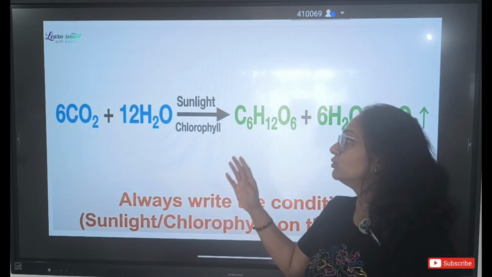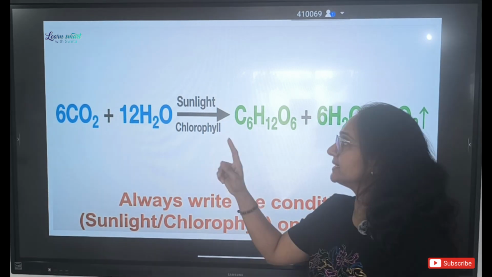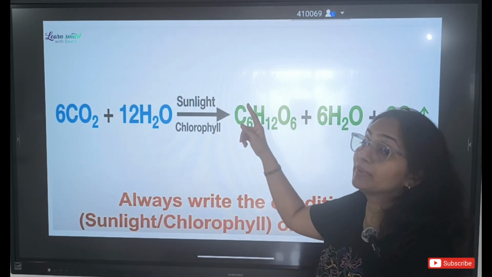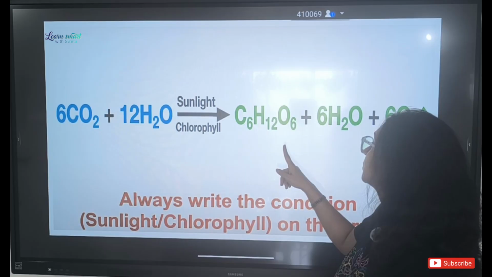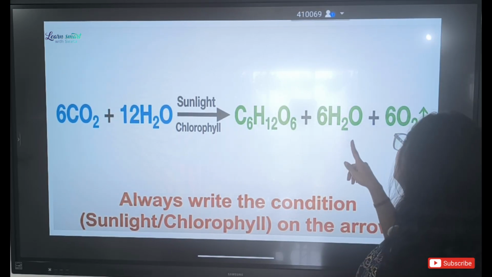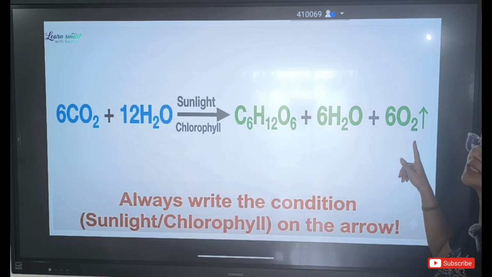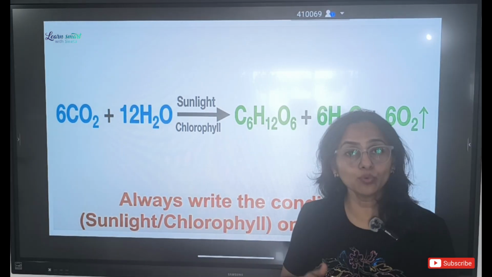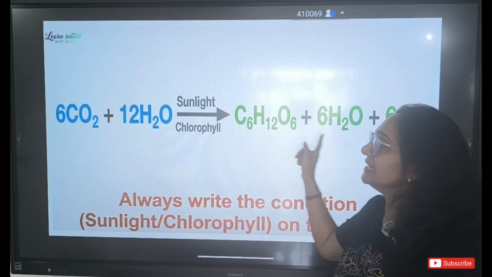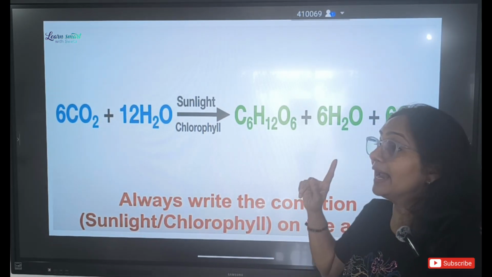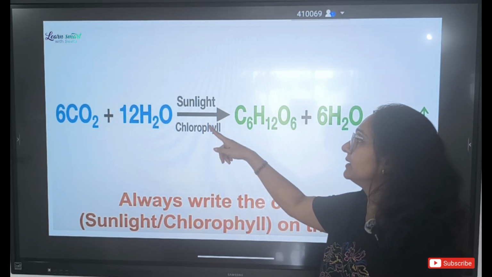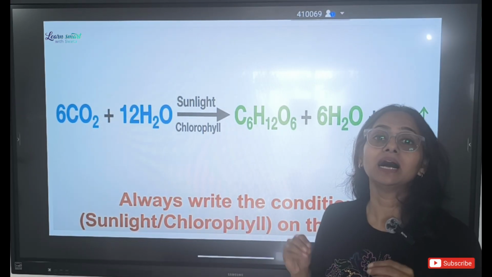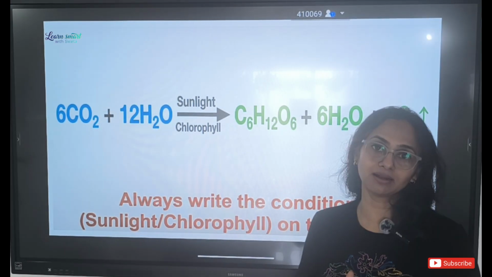So let's come to the equation of photosynthesis. 6CO2 plus 12H2O in the presence of sunlight and chlorophyll gives glucose, C6H12O6, 6 molecules of water and 6 oxygen molecules, 6O2. When you are writing the equation, it should be a balanced equation just like this. And do not forget to write sunlight and chlorophyll over the arrow. Otherwise, you might lose marks.